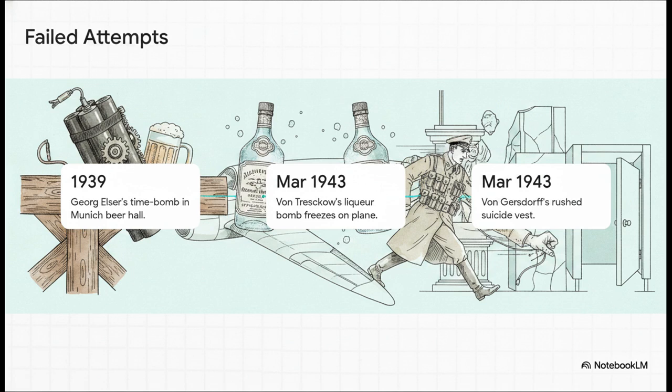Later that same year, Rudolf von Gersdorff strapped on a suicide vest for a museum tour with Hitler, but Hitler wildly rushed through the whole exhibit in under 10 minutes, meaning Gersdorff had to run and secretly defuse his own bomb in a public bathroom at the last second. You can't make this stuff up.